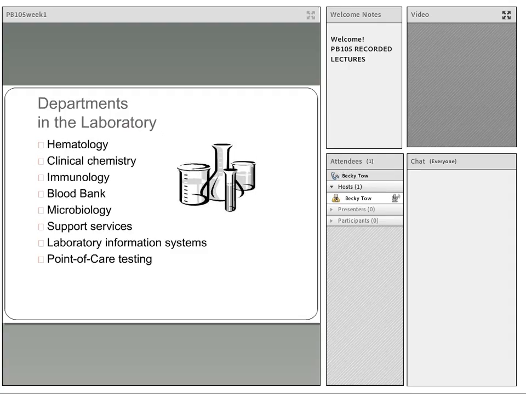About continuing with and aware of all these different ones. Clinical immunology, blood bank, which is called immunohematology, microbiology. Support services would be that say for you.